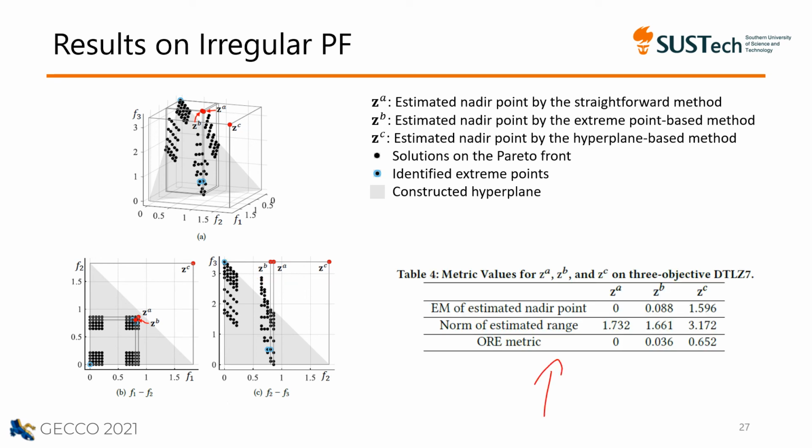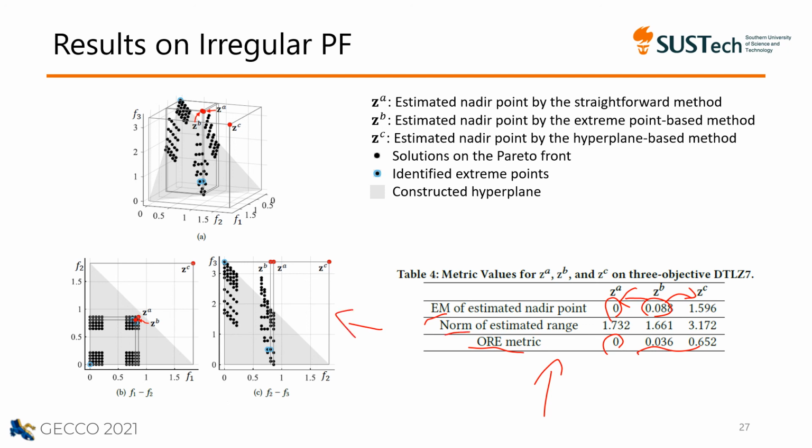This table shows the values given by the 3 metrics. The error metric and the proposed ORE metric give 0 values to ZA, meaning that ZA is the same as the true nadir point, and ZB is evaluated to be worse than ZA and better than ZC by the 2 metrics. These results are consistent with the visual observations in these figures.